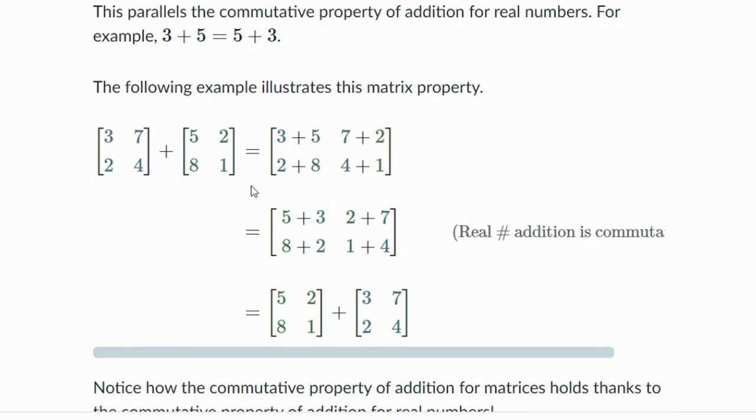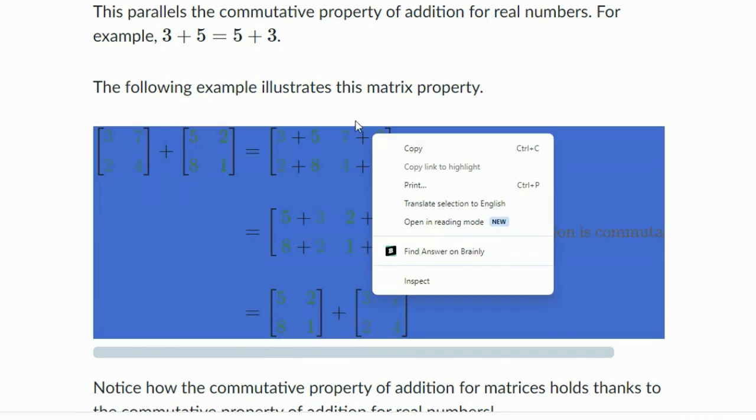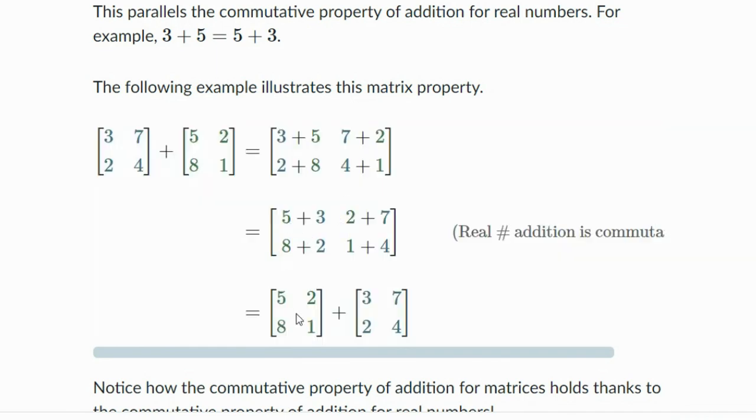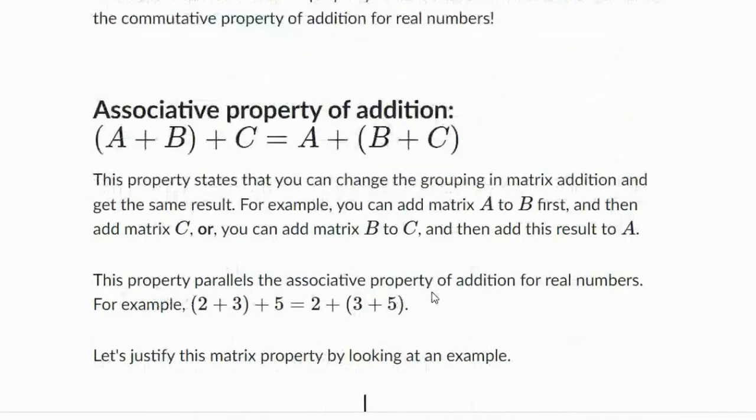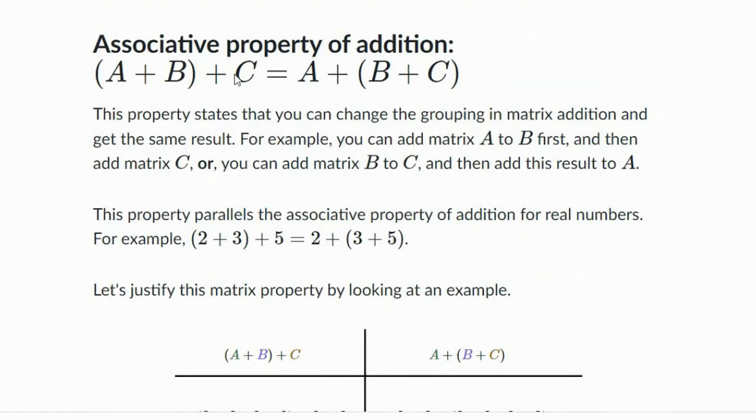Or if we wanted to reverse them in the other order, it'd be 5 plus 3 instead of 3 plus 5. It'd be 2 plus 7 instead of 7 plus 2. But either way, we're going to end up with the same answers because 3 plus 5 and 5 plus 3 are the same number. 2 plus 7, 7 plus 2 are the same number. So really, it could be the same as this, 5, 2, 8, 1 plus 3, 7, 2, 4. You can reverse the order. Doesn't matter. It's commutative.